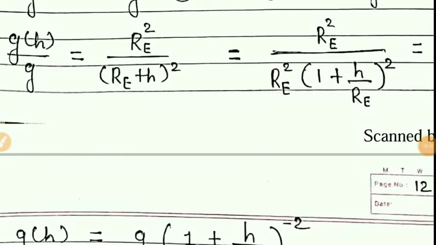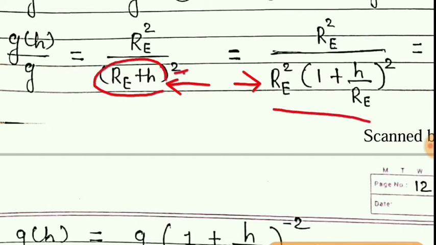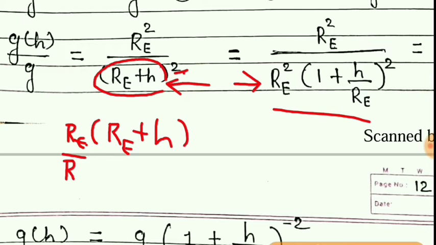Now students, how did we obtain this term from this? It is quite simple, but still I'll show you. We have this Re plus h the whole square, and we want this. So students, just look here, Re plus h. If I multiply by Re and divide by Re, then it makes no difference. So we can do this multiplying and dividing.